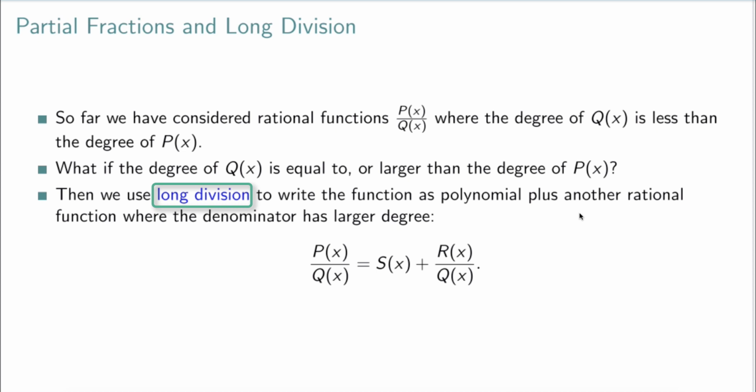So meaning that we divide the higher degree polynomial p by a lower degree polynomial q to find another polynomial s. And then we keep the rest, which is r divided by q, where the degree of r is smaller than the degree of q. And then for this rest, we can do our partial fraction method. I know, this sounds complicated. So best is we do an example.